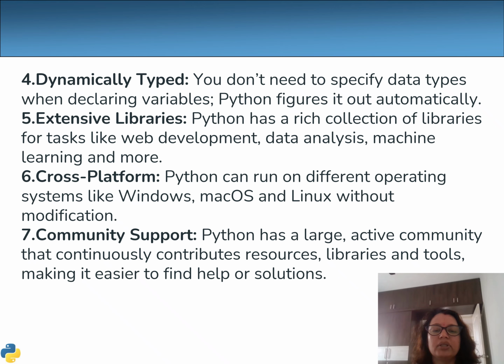Then extensive libraries. Python has a rich collection of libraries for tasks like web development, data analysis, machine learning, and more. The next one is cross-platform. Python can run on different operating systems like Windows, macOS, and Linux without modification. Next one is community support. Python has a large active community that continuously contributes resources, libraries, and tools, making it easier to find help or solutions.